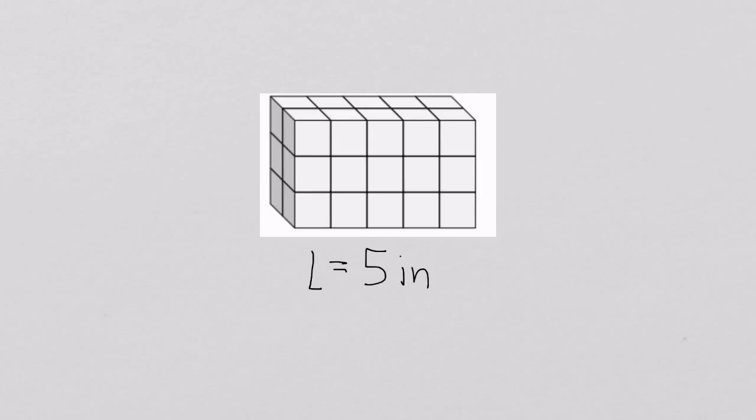What is our height now? Remember, height goes up and down. We don't include this part up top here, though. It's just a straight line up and down. So the height, if you count those, is going to be 3 inches. And then lastly, we have our width, which is our diagonal line going back. And just like before, it's a width of 2 inches.